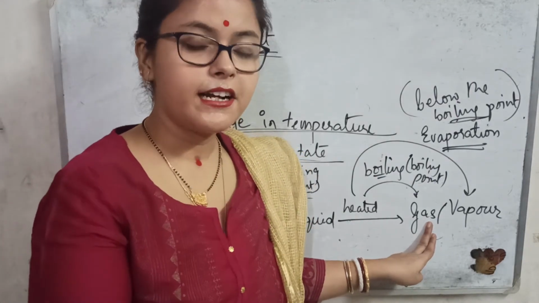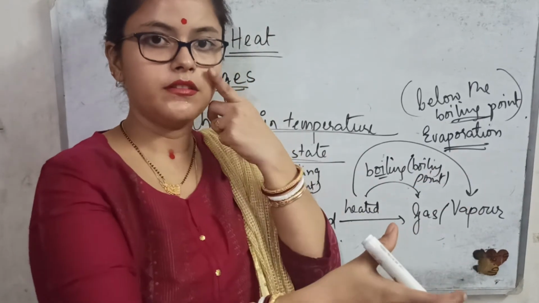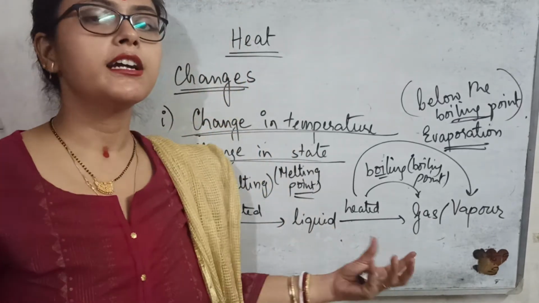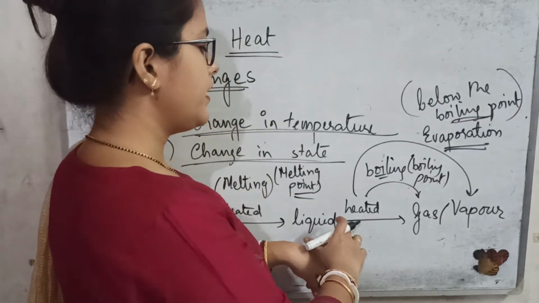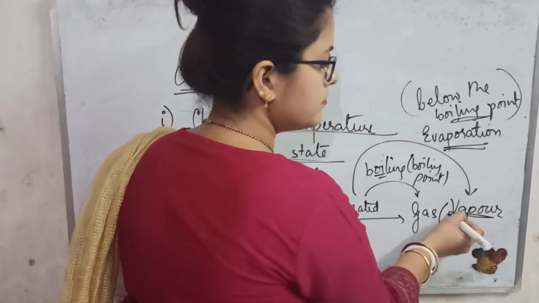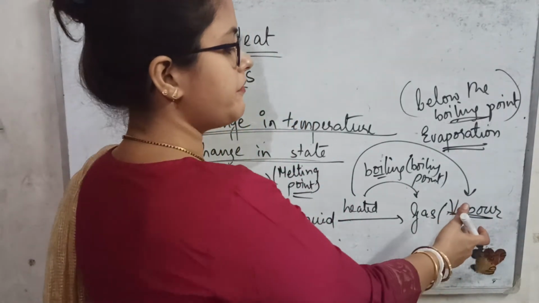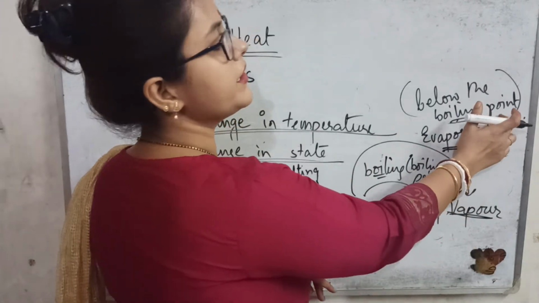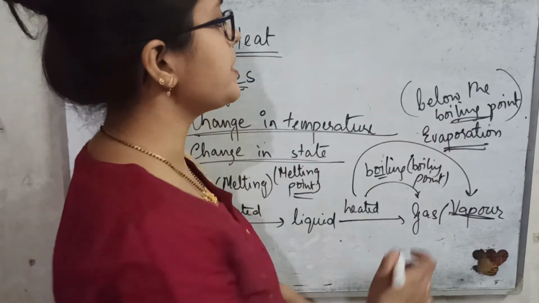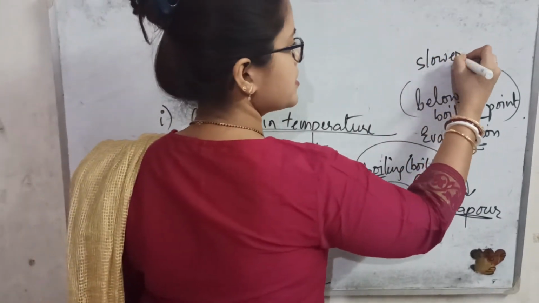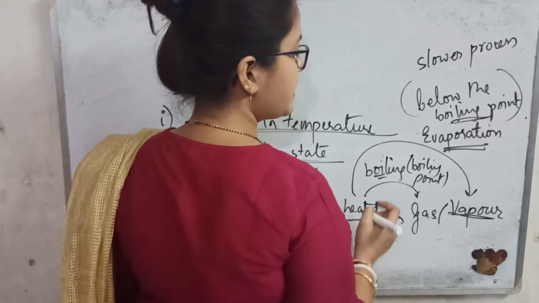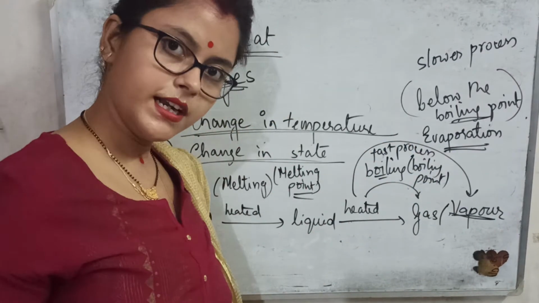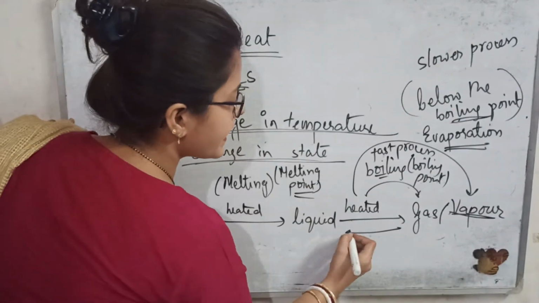Now, heated means we are applying heat energy externally from a source. But if we do not apply any heat energy, and the liquid itself gathers heat from the surrounding, then it will convert to its vapor form. This conversion will happen at a temperature below the boiling point, and this evaporation process is a very slow process. But boiling is a fast process. Right? Okay.